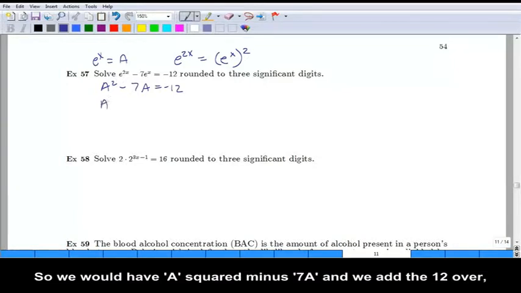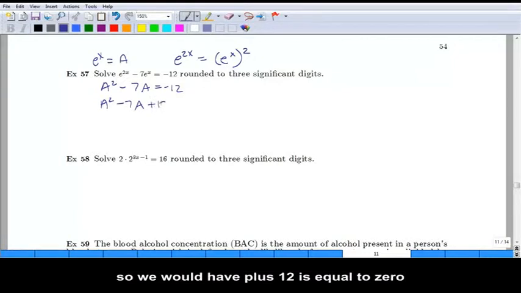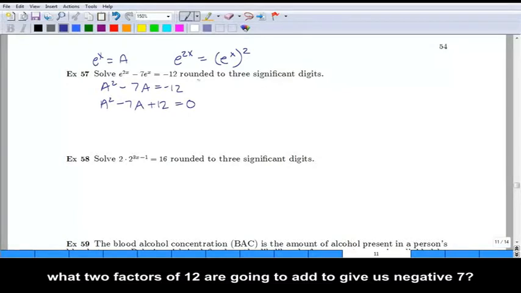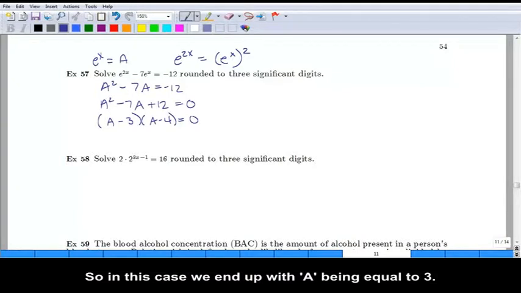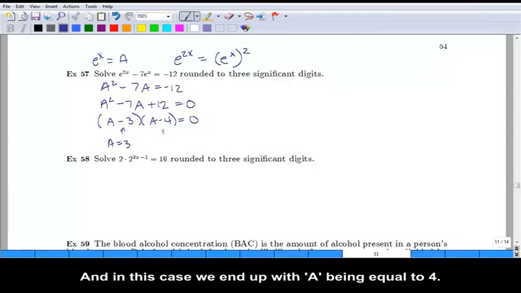So we would have a squared minus 7a, and we add the 12 over, so we would have plus 12 is equal to 0. Then we ask ourselves, what two factors of 12 are going to add to give us negative 7? Well, we're going to end up with a minus 3 and a minus 4. So in this case, we end up with a being equal to 3, and in this case, a being equal to 4.